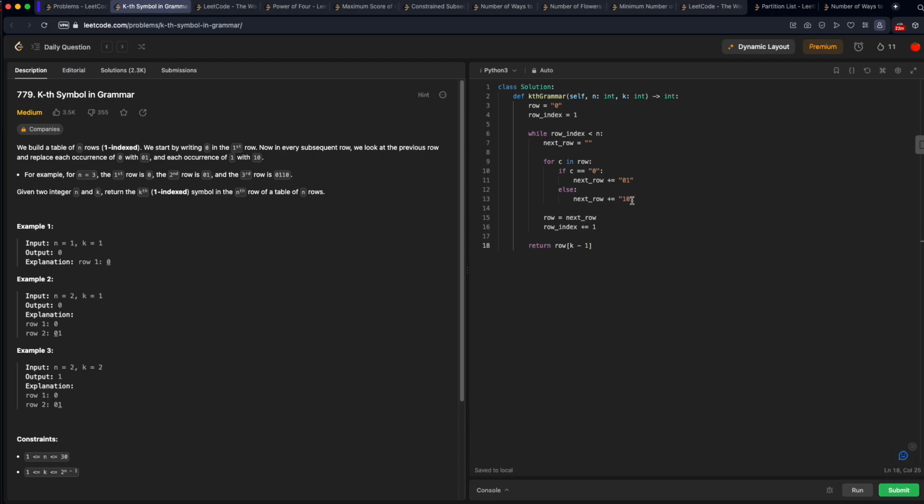Oh, because I'm using characters here and they're looking for integers, we do need to convert this into an integer. So we'll call this an int.